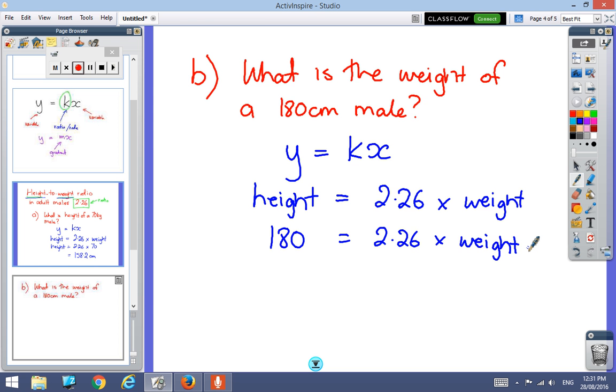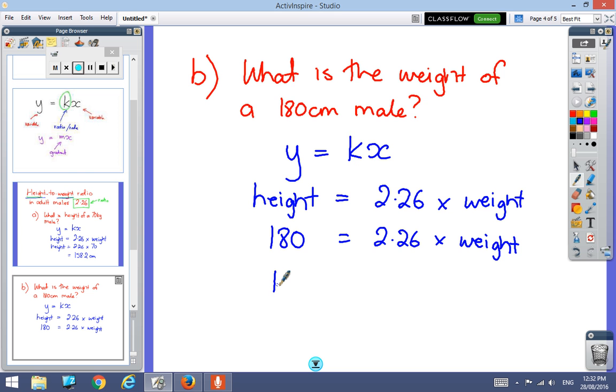Now we're left with the same algebra that hopefully I've drummed into you guys, is that we just need to rearrange this to make weight the subject. So when we have a multiplication, this is exactly the same as if I had 7 equals 2x. To make x by itself, I divide both sides by 2, okay? So that's what we're looking at here. So it's exactly the same as before.